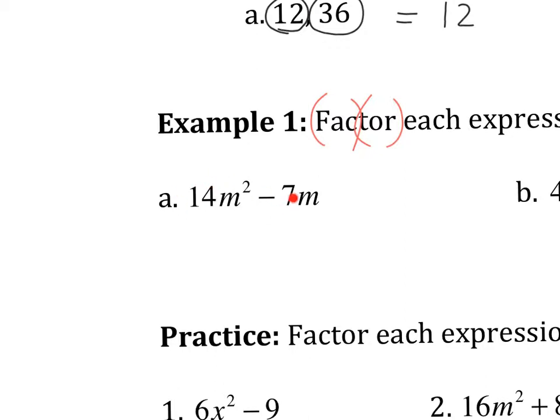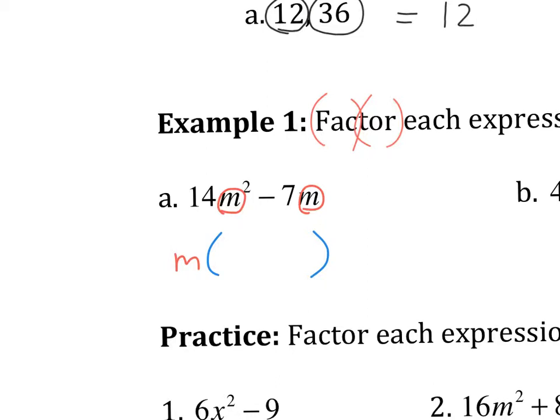It's this term minus this 7m. So how do I write it as a multiplication? Well, what's the GCF? What is common in both of these? Notice I have an M and an M, so M I'm going to put on the outside. In other words, I'm undistributing. I'm dividing both terms by the GCF.